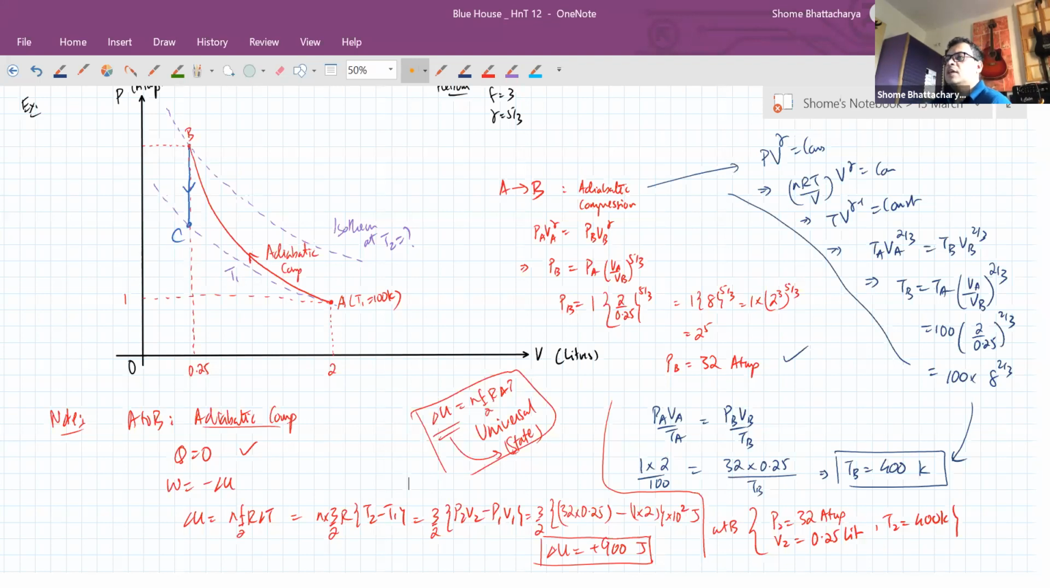Yeah, people, I'm waiting for the answers for the second part. Those who have finished this first part of the question, you have to tell me the pressure and volume and temperature in the final state C, and also Q, delta U, and W for that process BC, which is our isochoric cooling.